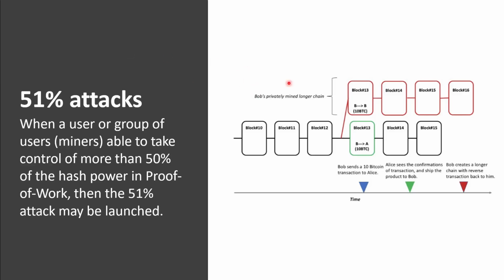But if we look at the theory of 51% attacks, we can see here that all of the miners, in this case Bob is a miner, are trying to add block 13, so they create what's called a soft fork, and we can see our soft fork here.